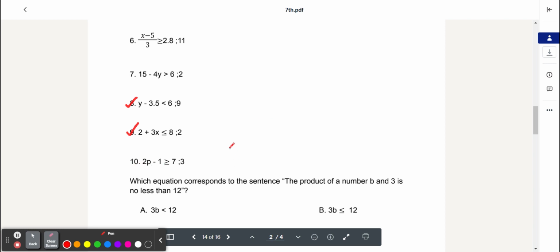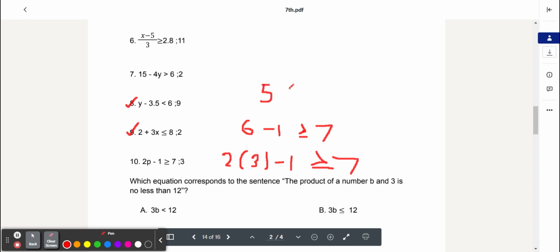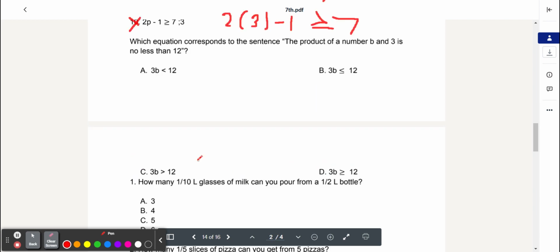And then finally for number 10, 2p minus 1 is greater than or equal to 7. And the number is 3. So just like before, we multiply first. And then minus 1 is greater than or equal to 7. 6 minus 1 is 5. 5, is it greater than or equal to 7? And the answer is no. So for number 10, it's no.